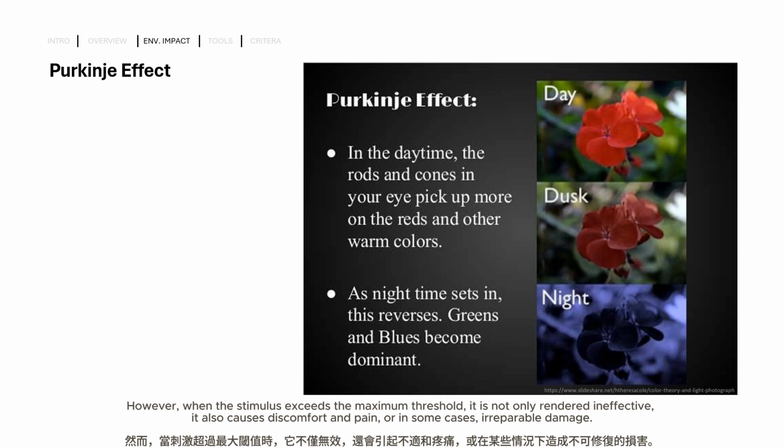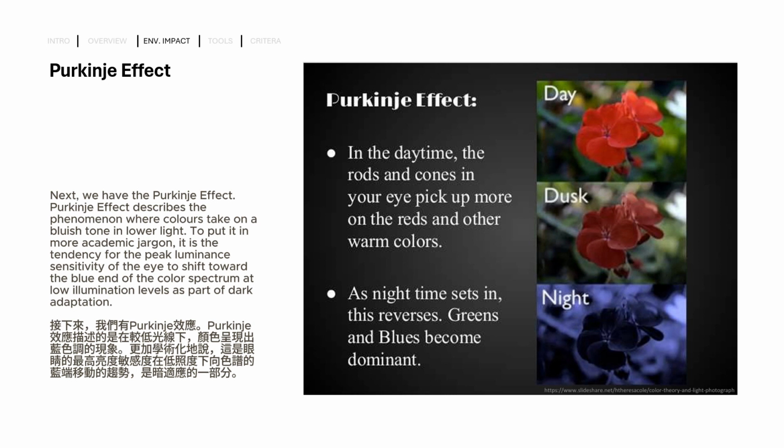Next, we have the Purkinje effect. The Purkinje effect describes the phenomenon where colors take on a bluish tone in lower light. To put it in more academic jargon, it is the tendency for the peak luminance sensitivity of the light to shift towards the blue end of the color spectrum at low illumination levels as a part of dark adaptation.